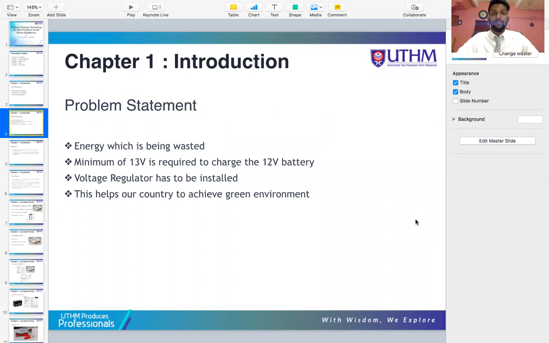Next will be my problem statement. For my problem statement, energy is being wasted, what I have said just now. So we have to recycle the energy. We can use it. Next, a minimum of 13 watts is required to charge the 12-volt battery. Why do I say so? For my whole system, it starts from the TEG. The TEG is being placed in my discharge pipe inside my condenser. From that, the TEG produces output current, which is DC. From that DC, it will be transferred to the battery.